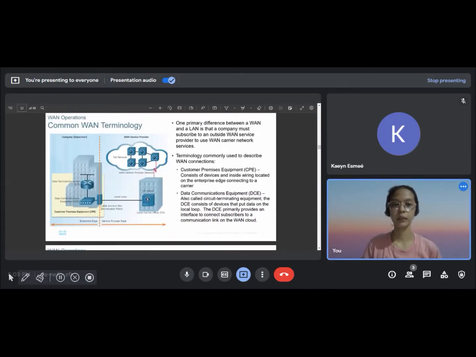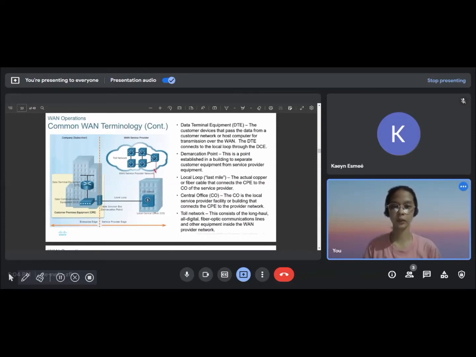One primary difference between a WAN and a LAN is that a company must subscribe to an outside WAN service provider to use WAN carrier network services. Terminology commonly used to describe WAN connections: Customer premises equipment, or CPE, consists of devices and inside wiring located on the enterprise edge connecting to a carrier. Data communications equipment, or DCE, also called circuit terminating equipment. The DCE consists of devices that put data on the local loop. The DCE primarily provides an interface to connect subscribers to a communication link on the WAN cloud.